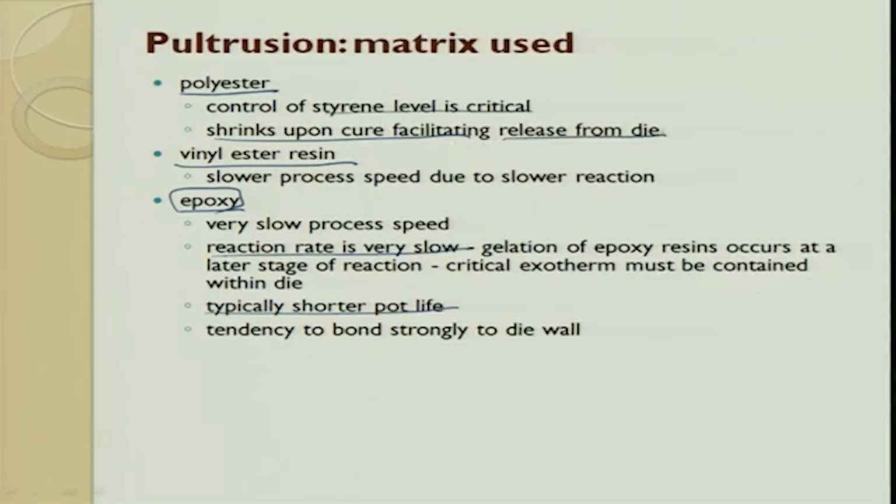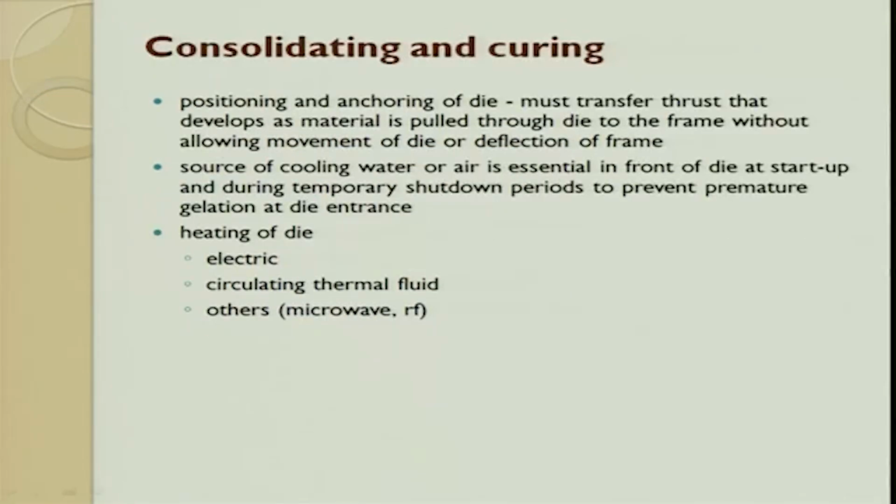Polyester controls with the styrene level is critical, shrinkage upon the curing, facilitating release from the die is also there. Epoxy is the most commonly used matrix for making this pultrusion process.